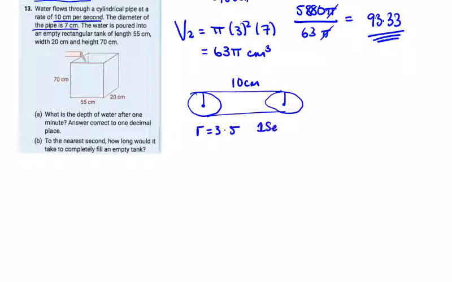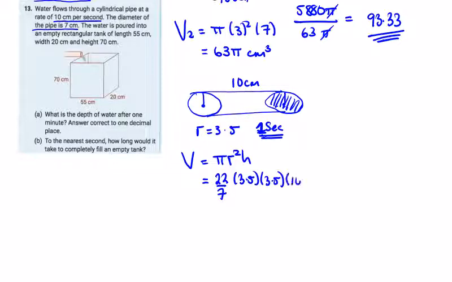So if you imagine that this is like the end of the pipe, how much would come out in 1 second? And it's 10 centimeters long worth of this pipe. So in 1 second, what can we say? The volume that moves in 1 second is equal to pi r squared h. They don't tell us anything about pi. We have a 7 and a 3.5 in there, so I'll take 22 over 7 by the radius squared, which is 3.5 by 3.5 by the height, which is 10.